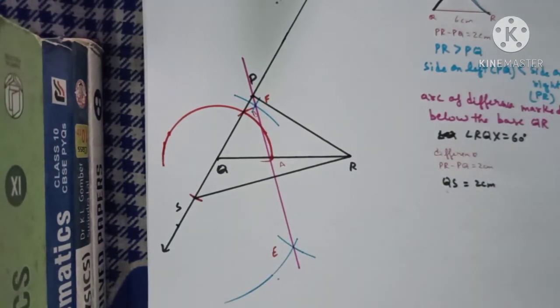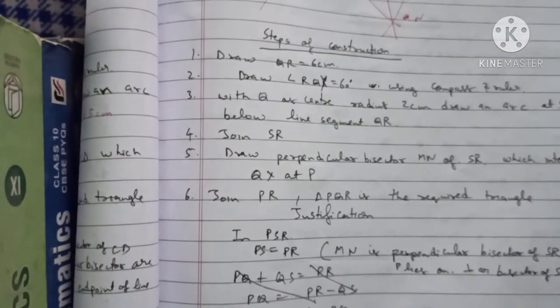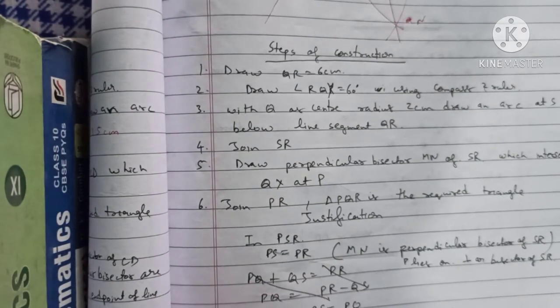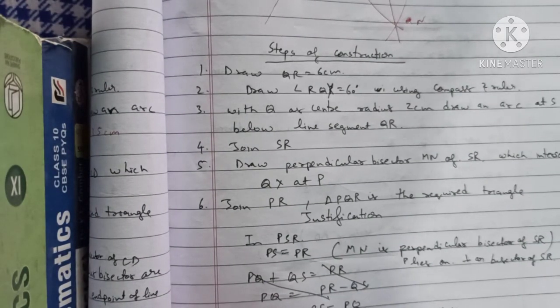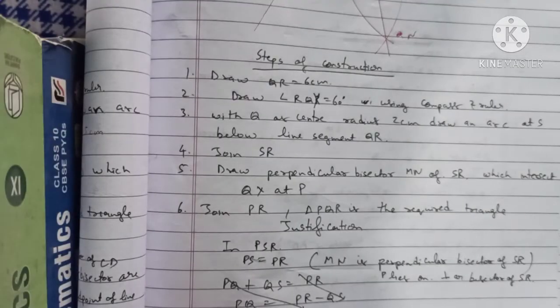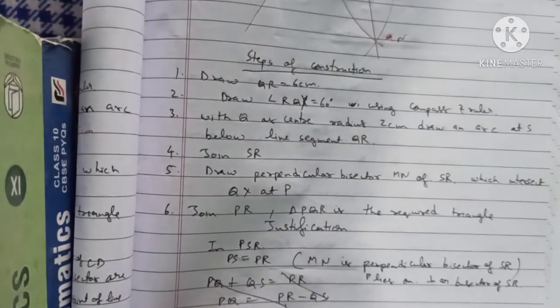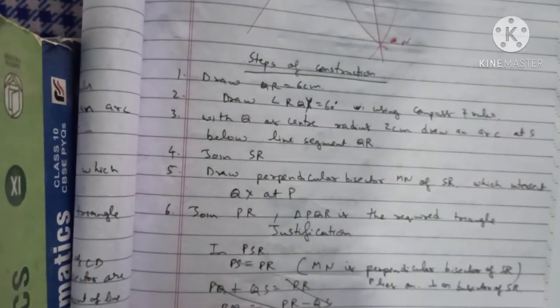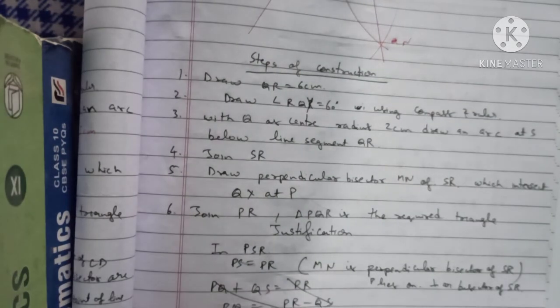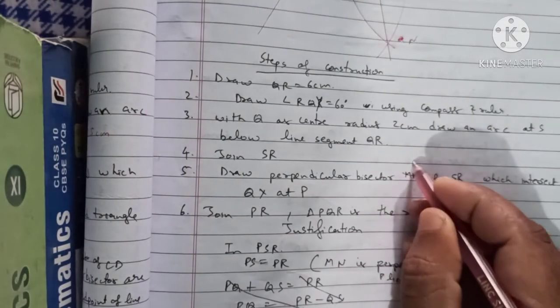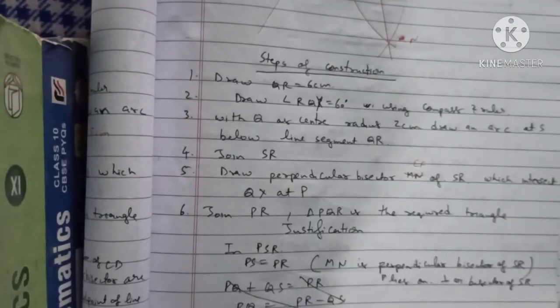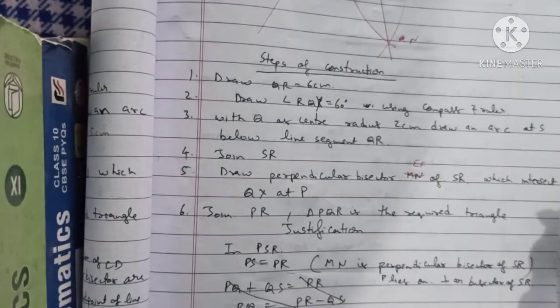Now quickly, have a look at the steps of construction. Draw QR 6 centimeter, draw angle RQX 60 degree using compass and ruler. With Q as center, radius 2 centimeter, draw an arc at S below line segment QR. Join SR, draw the perpendicular bisector of SR, EF we have taken, not MN, which intersects QX at P, and join PR. So PQR is the required triangle.